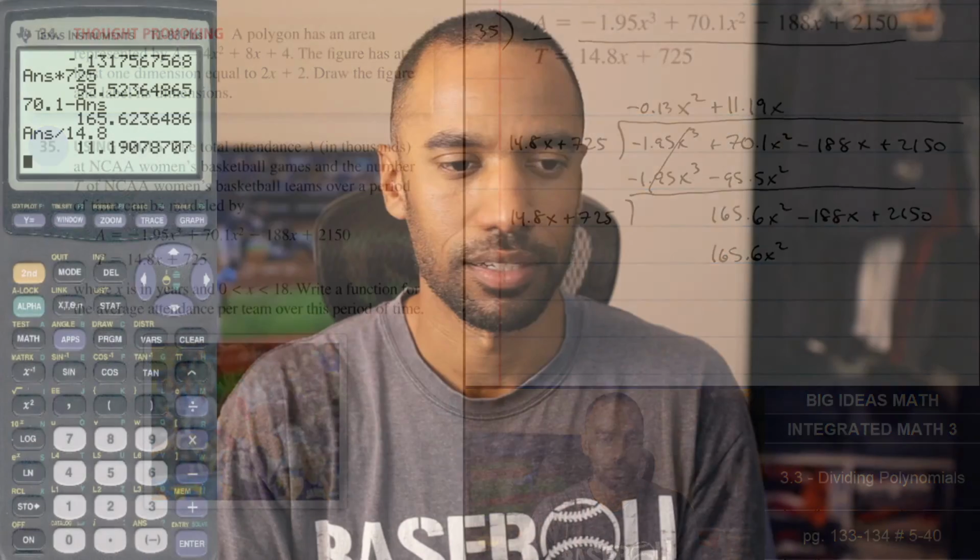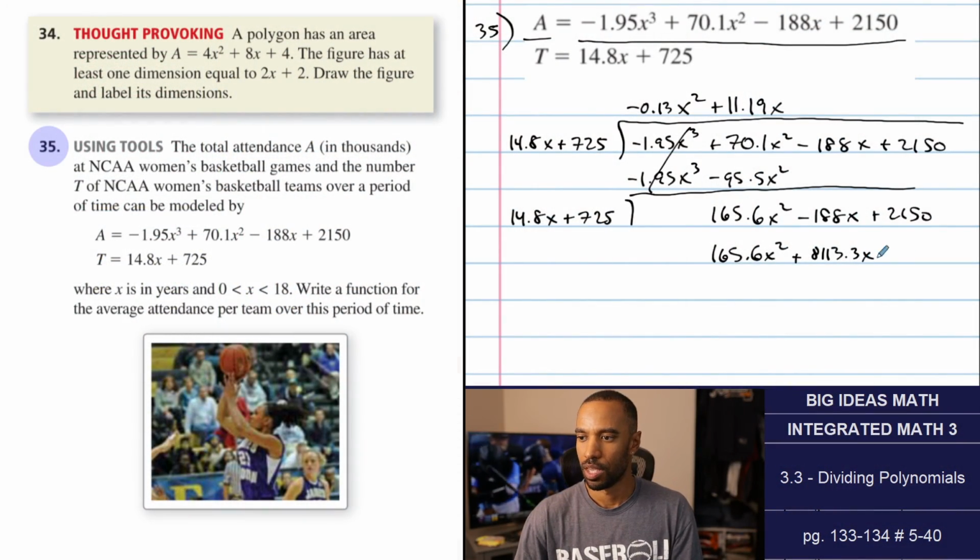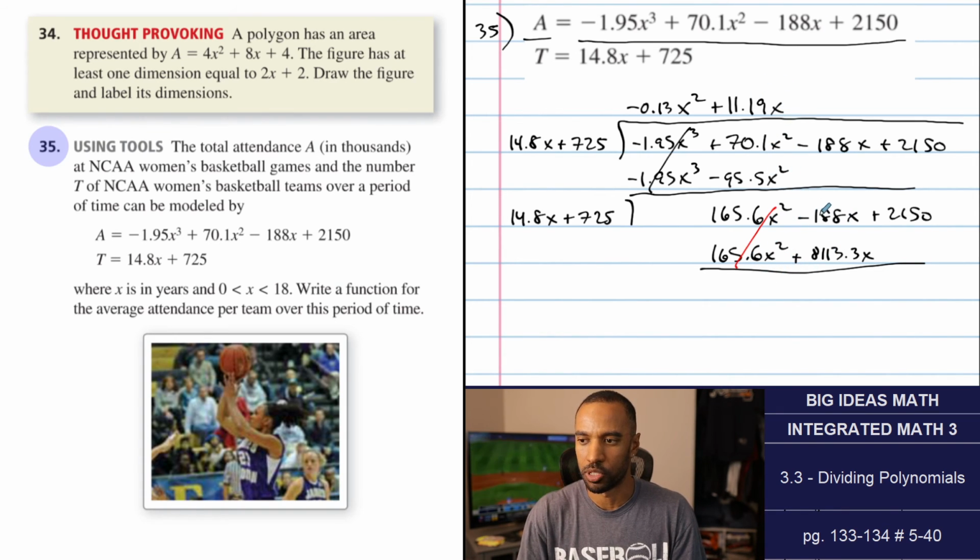725 times that is this number. Ooh, that's big. Plus 8113.3. And we got to subtract that, well, x. So as this cancels here, I'm going to write this one probably a little more over. Numbers getting big. We got to do this number minus that answer. So negative 188 minus that. This problem's weird. Negative 188 minus this, and we get negative 8301.3x. And there's still the 2150.